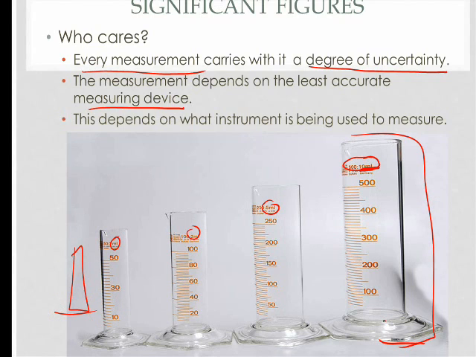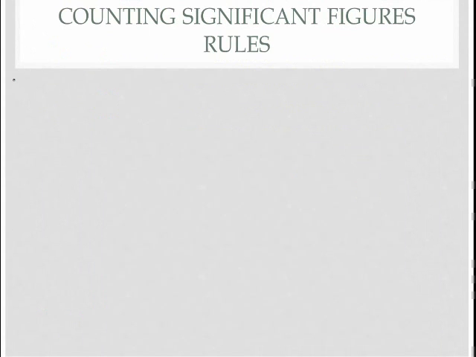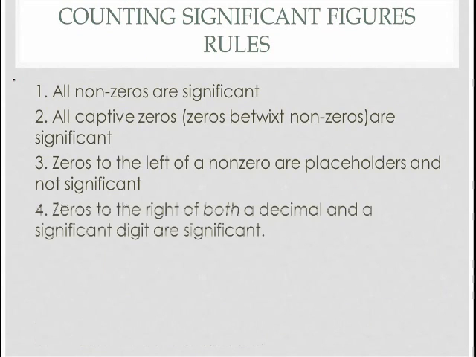Your accuracy depends on what instrument is being used to measure. So if we're measuring something down here, we can get down to the 2 milliliter in accuracy in this one, but we can only get down to 10 mils of accuracy here. So when we report our answer and our data and our findings for this one, it can only be accurate to 10 mils as opposed to 2 mils for this one. Significant figure rules, we'll go over these one at a time, but I'm just going to give you them all at once now.